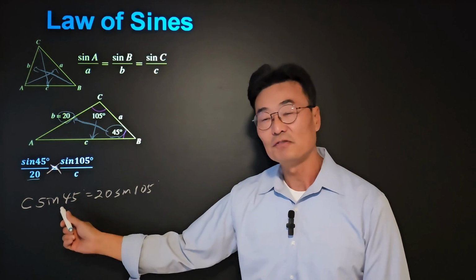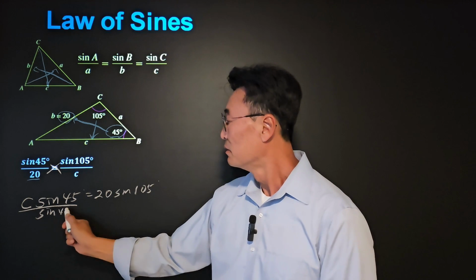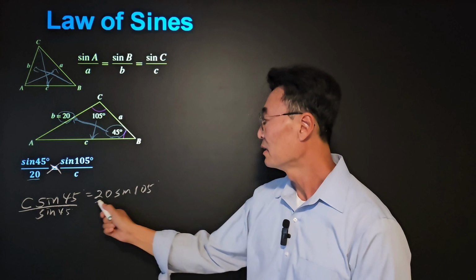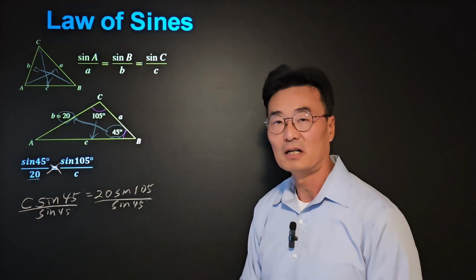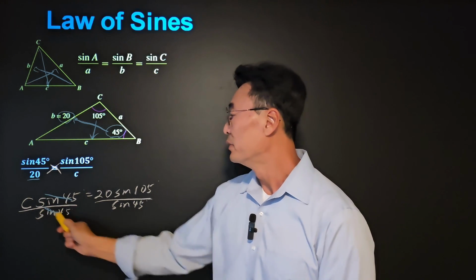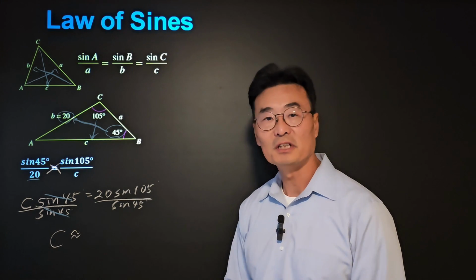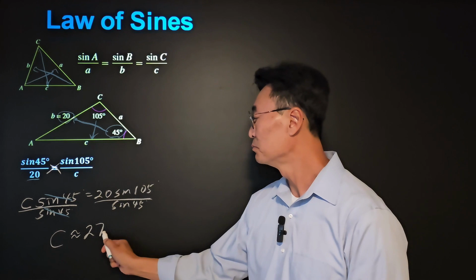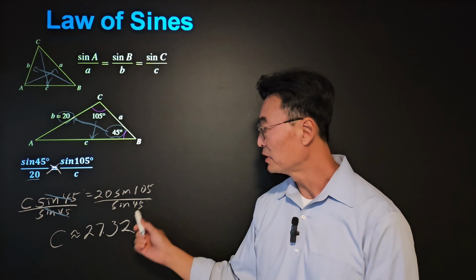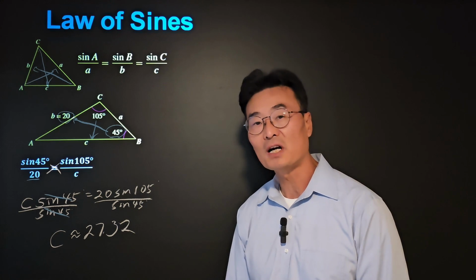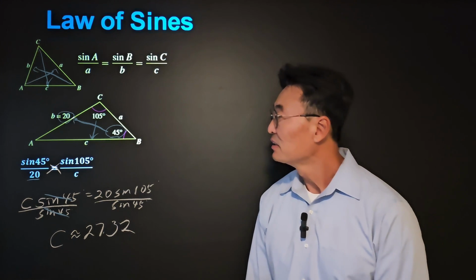Then, to solve for c, we divide both sides by sine of 45 in order to get rid of the sine of 45 on the left. Here c is approximately equal to 27.32, rounded off to 2 decimal places, once you put 20 times sine of 105 over sine of 45 in the calculator.